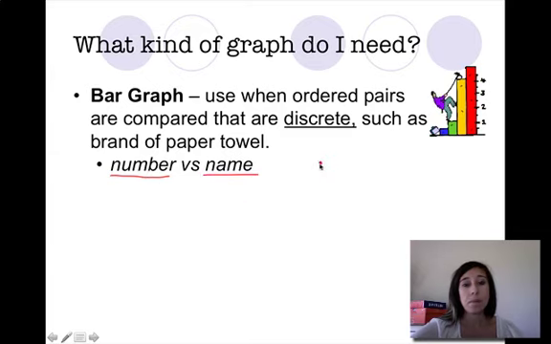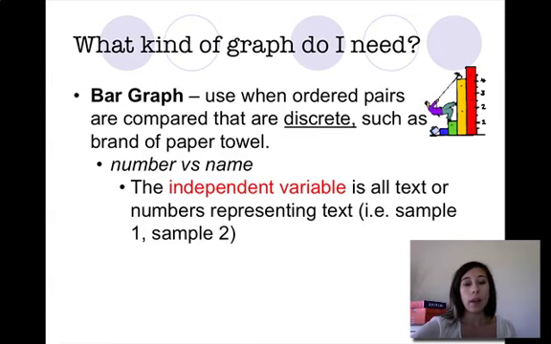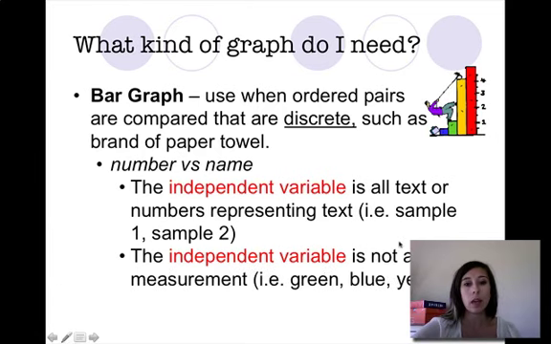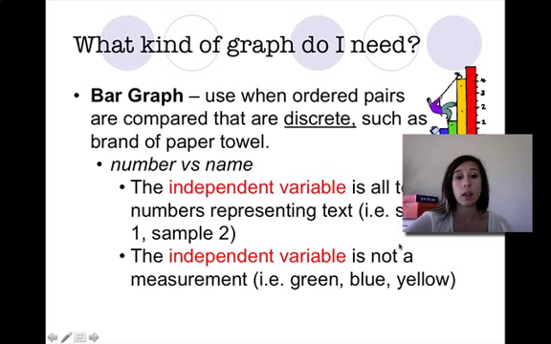So if you're looking at maybe what is the absorbency rate of paper towels? Well, in this case, you're going to be graphing the name of the brand of paper towel and then how much it absorbs. So that's your number versus name. And so you would easily make a bar graph from that. The independent variable is typically all text, or in this case with the paper towels it was a name. And the independent variable is not something that is measurable. So for example, paper towels, or something that is green, blue, yellow, and you want to know how many of something that it happens. That is number versus name.